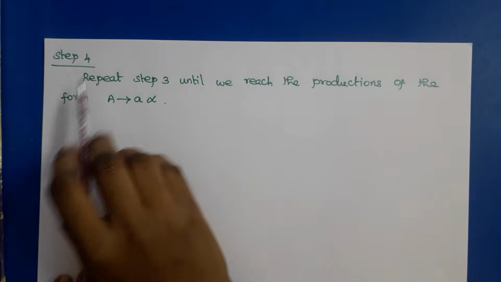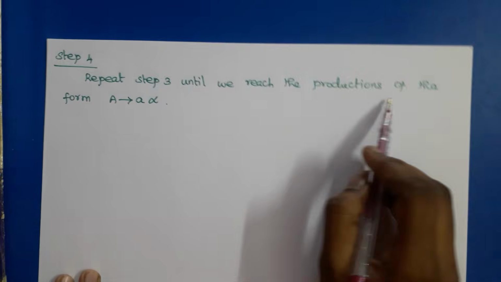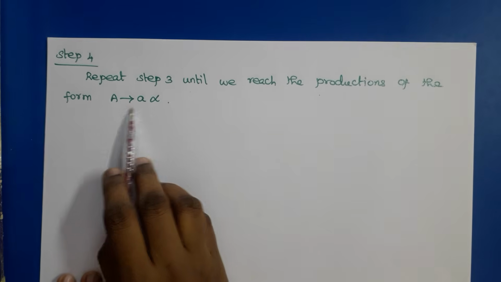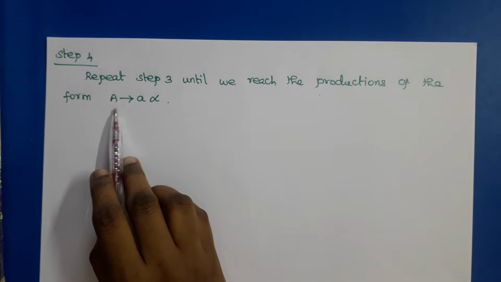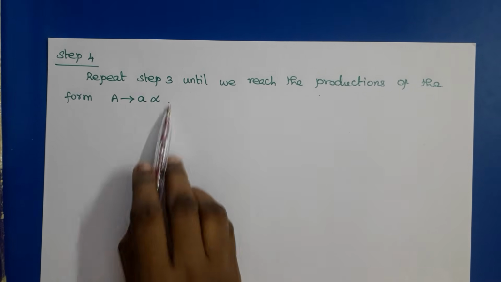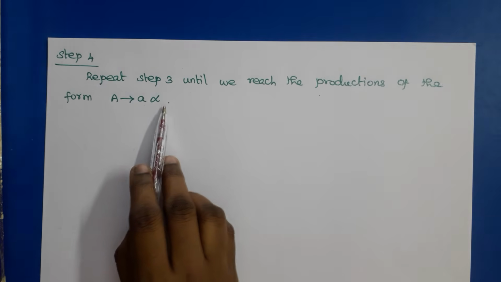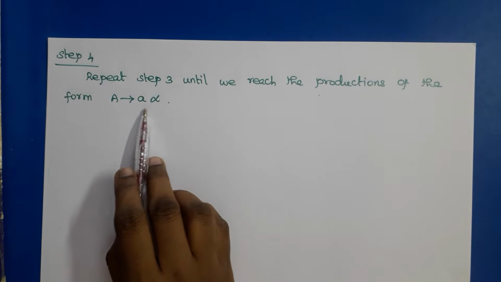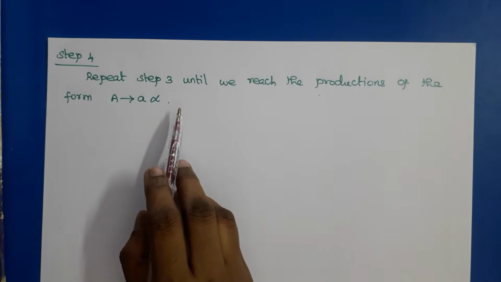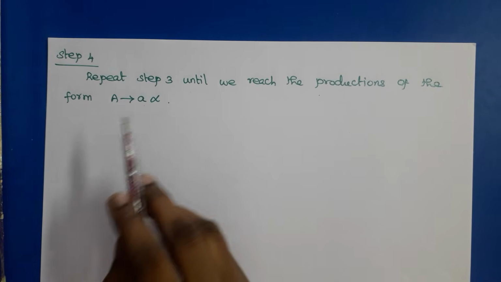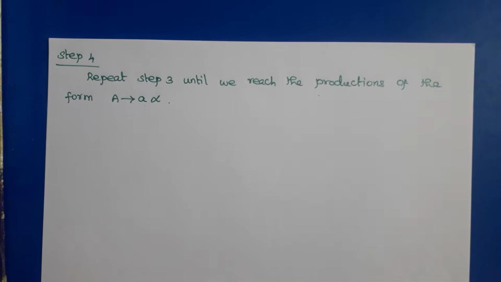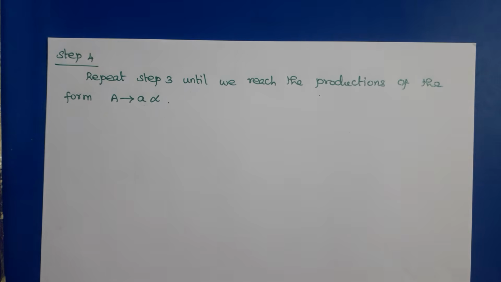Step 4 is repeat step 3 until we reach the productions, all the productions of the form A tends to a alpha. That means it is in the GNF format. A variable tends to terminal and any number of variables. So if we don't have this form in any one of the productions, we have to convert it into that form. Now we will see an example.